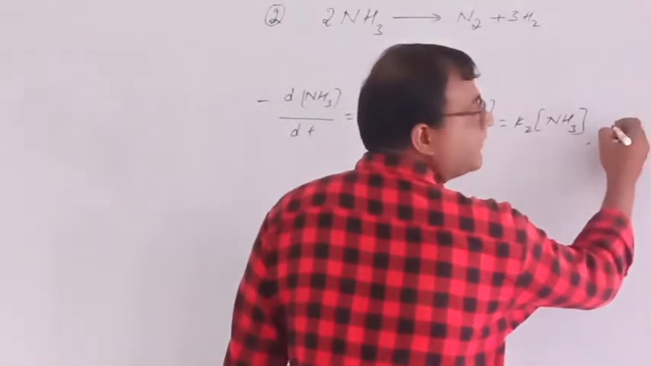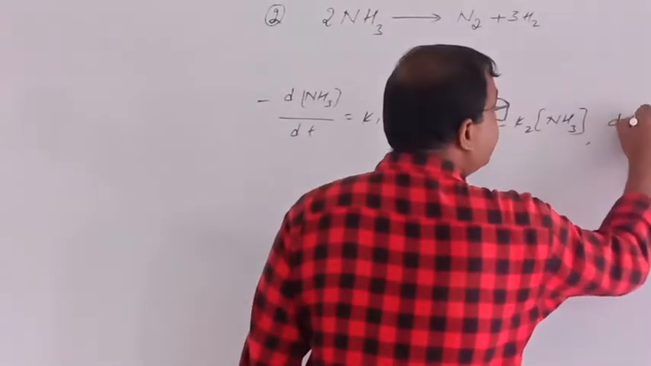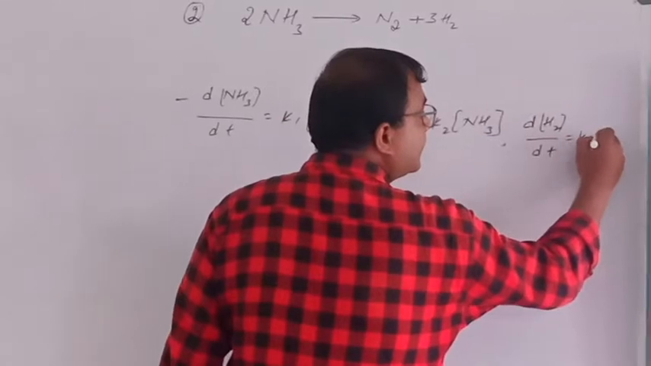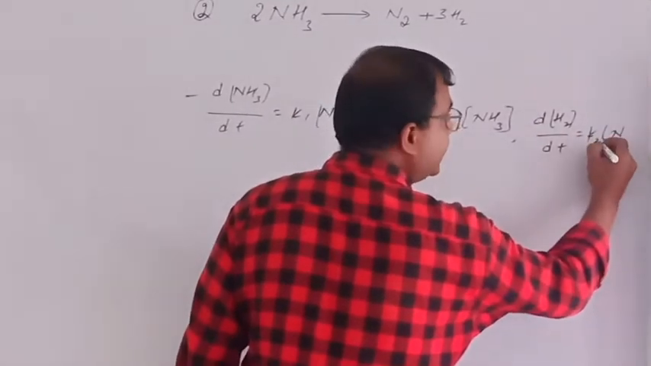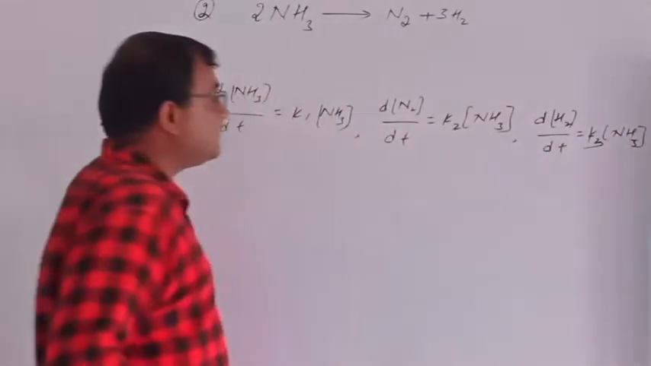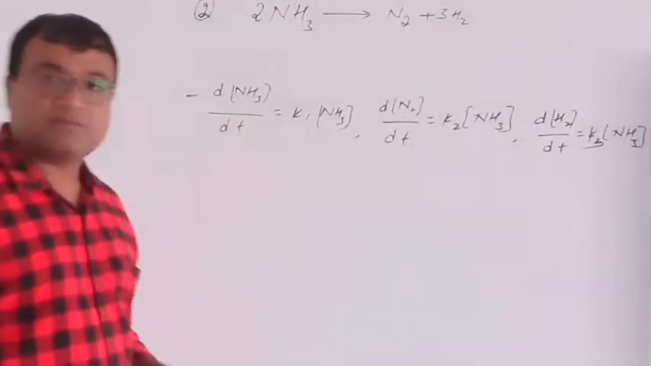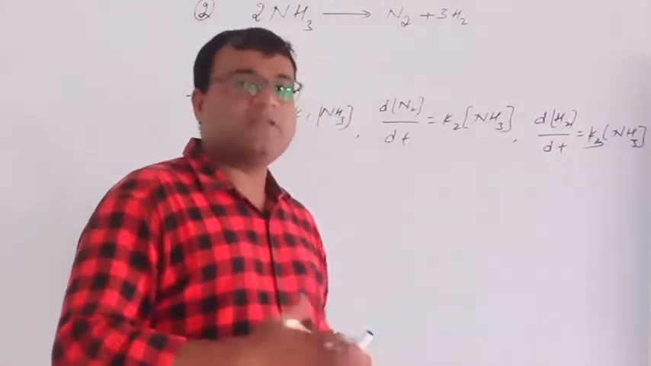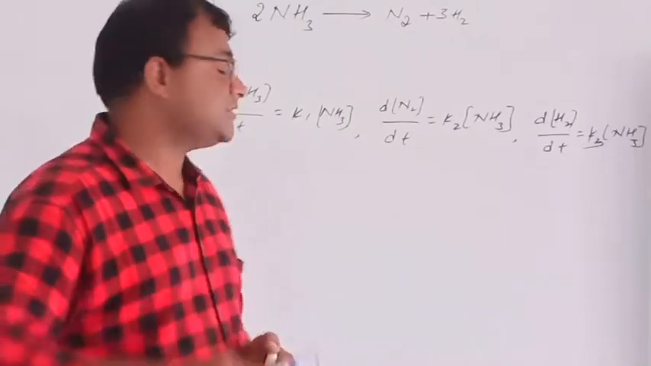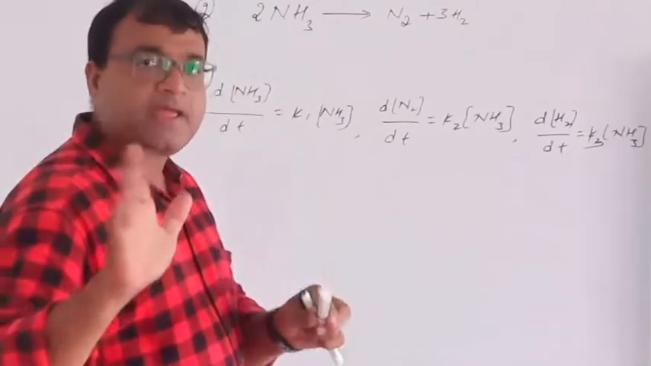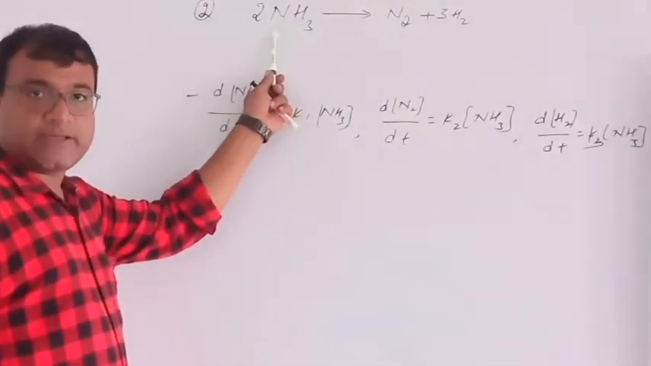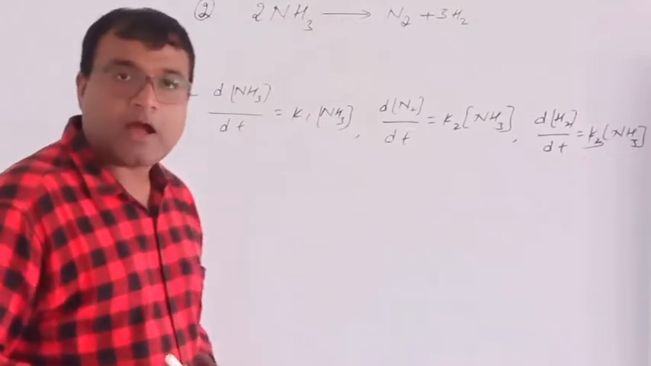Then finally given d of H2 by dt is equal to K2 into K3 into NH3. So many things are there. Now, which one is the correct option we need to find? Very simple once again. It is based on differential rate equation. So apply differential rate equation for this reaction.